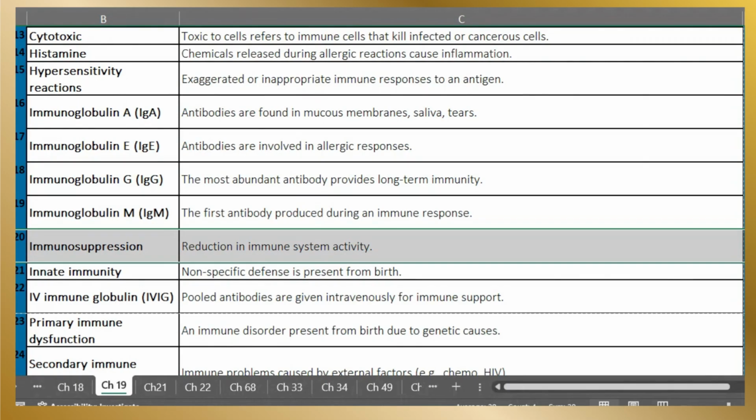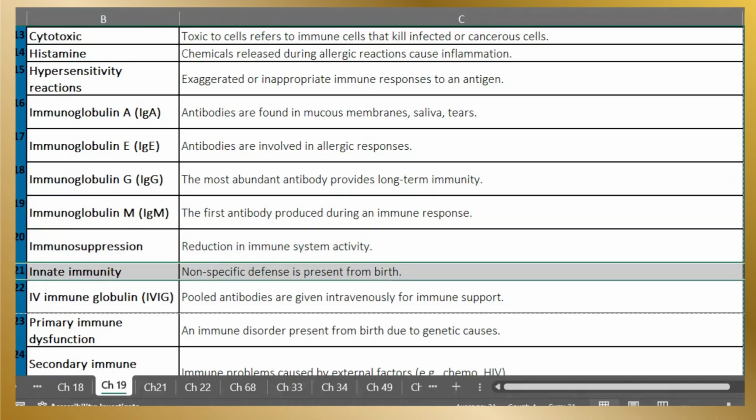Suppression, a reduction in immune system activity. Suppression is like holding back immunity. Think about the transplant patient. And innate immunity, non-specific defense present from birth. So innate, it's like inborn, immediate response.